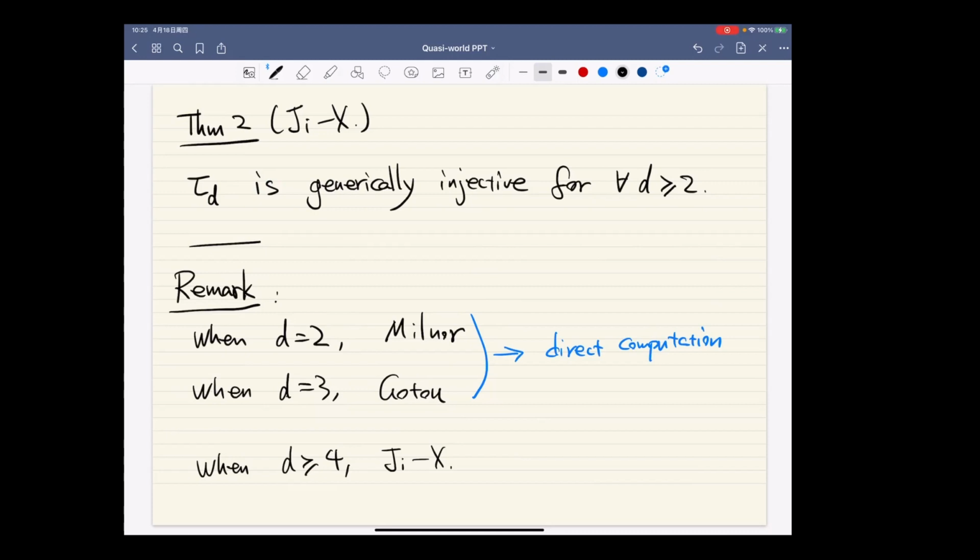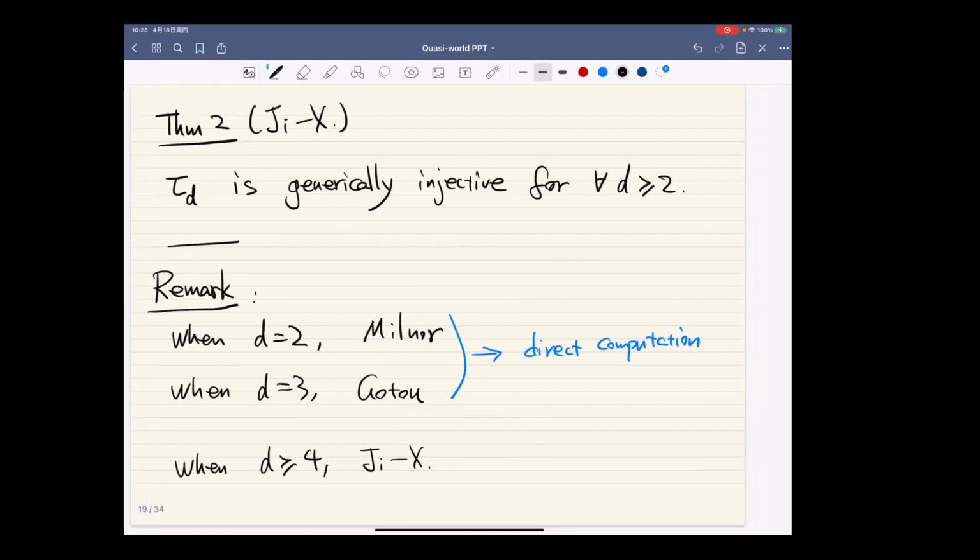And we see that when d equals 2 and 3, all these maps are explicit, so we can compute directly, and that's exactly the proof in the dimension 2 and dimension 3 cases. However, except for the case d equals 2, the computation is very complicated, and Goto did this computation using a computer.